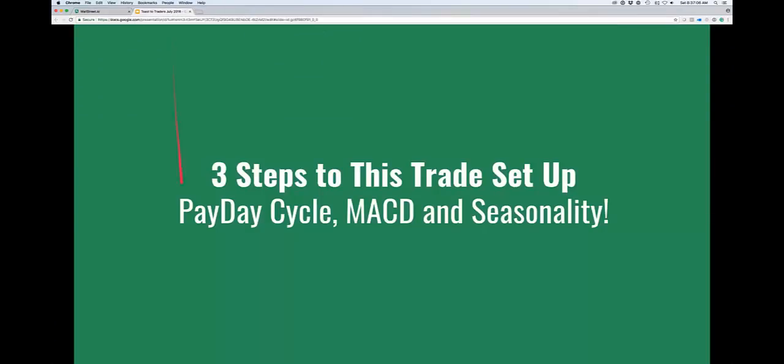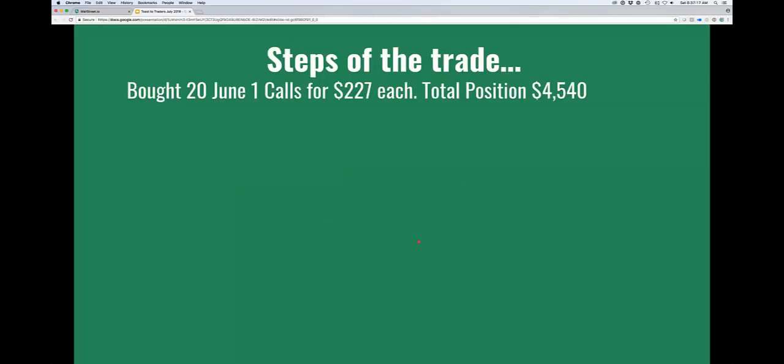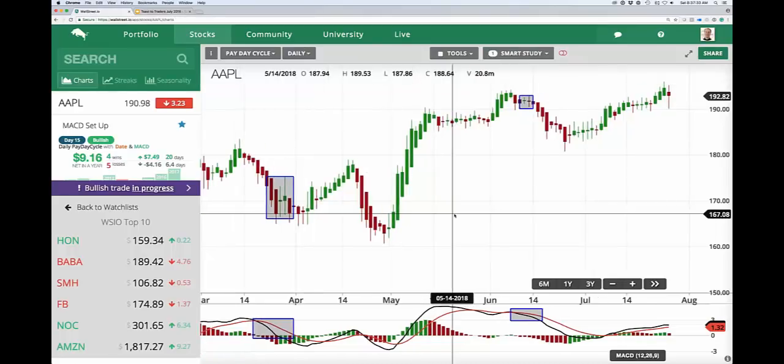Okay, so I want to highlight a trade that I made, and this is all confirmed real money in my broker. I used Robinhood because they don't charge commissions on options trades, which is cool. So I want to walk you through it really quickly. On this trade, I bought 20 calls. I bought the June 1st call, so this was a couple months ago, and I paid $227 each for them. Total position $4,540.